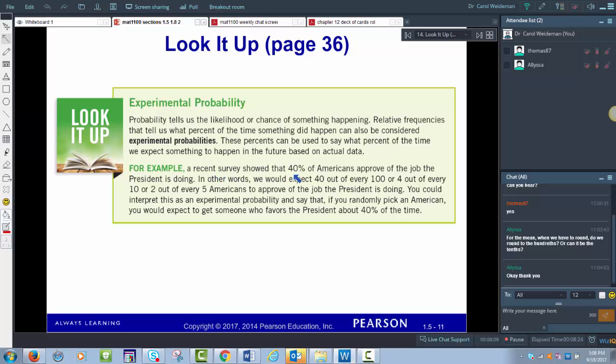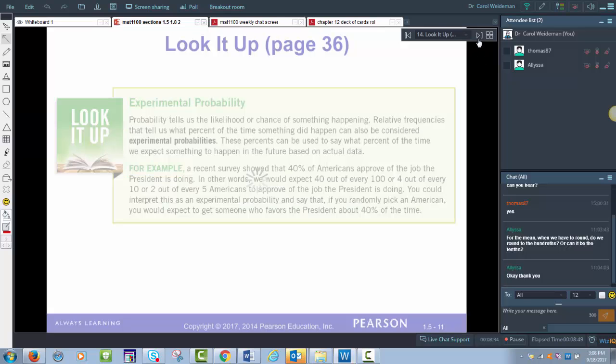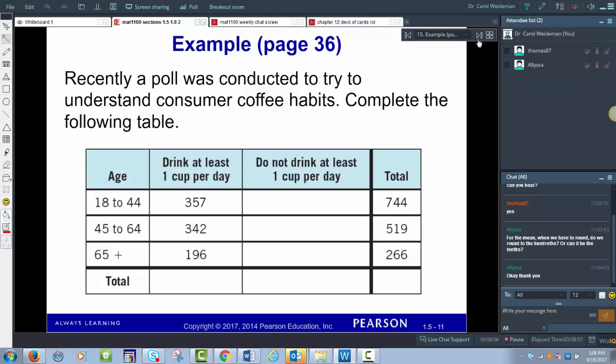So a recent survey showed 40% of Americans approve of the job the president is doing. So in other words, we can expect 40 out of every 100, or 4 out of 10, or 2 out of 5 to approve of the job the president is doing. You could interpret this as an experimental probability and say that if you randomly pick an American, you would expect that person to favor the president about 40% of the time, or there'd be a 40% chance that person would approve of the job the president's doing.